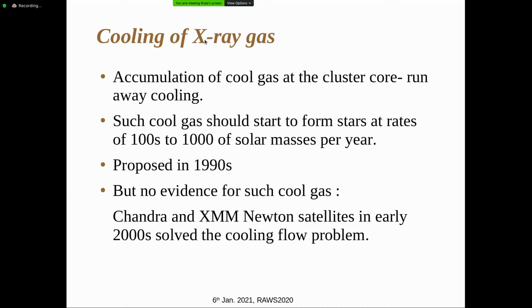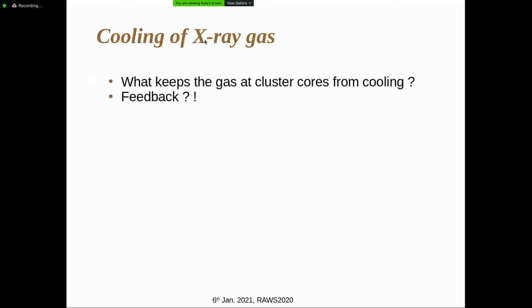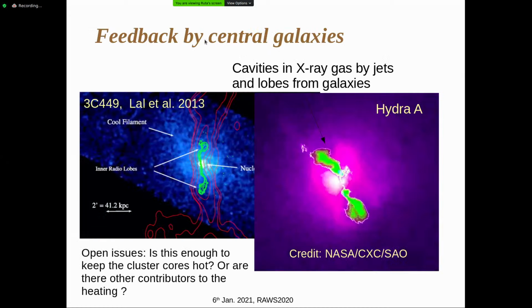However, there was no evidence for this cool gas, and actually the Chandra and XMM Newton satellites, X-ray observatories, revealed this so-called cooling problem. So there is something which is keeping the gas at the cluster cores from cooling. If we don't consider any other physical effect, it should cool and form stars, but that is not happening. So we are still missing whatever else is happening in the clusters. That is where the role of feedback has been very important.